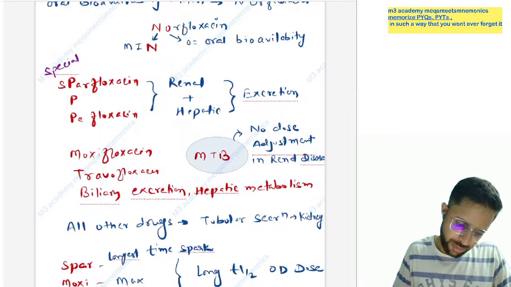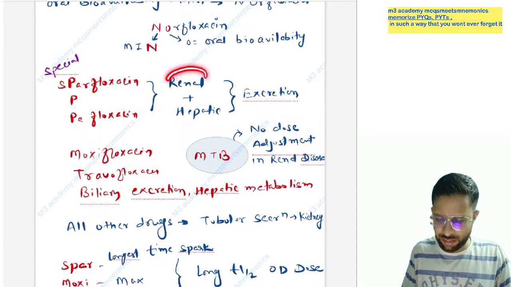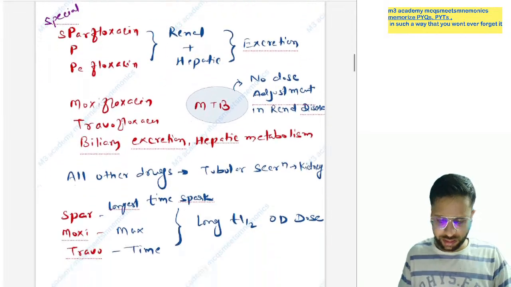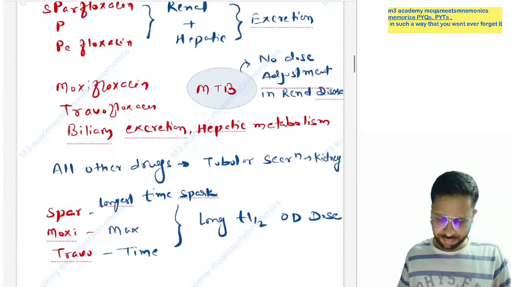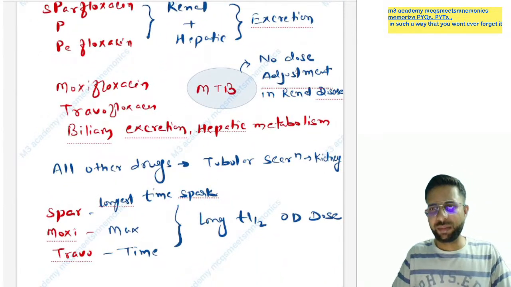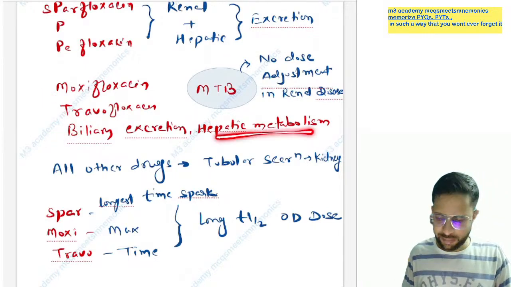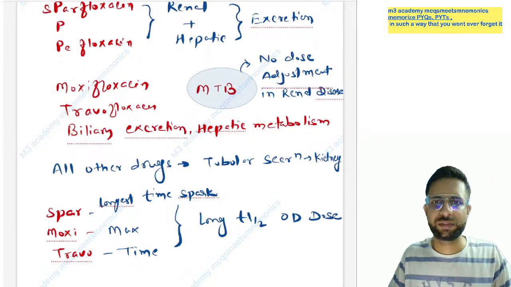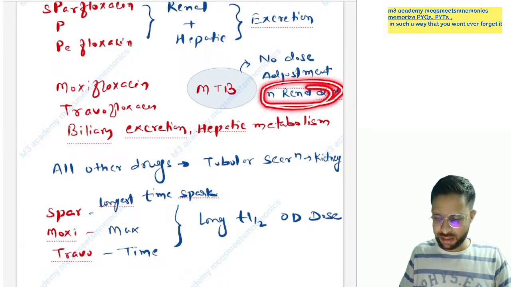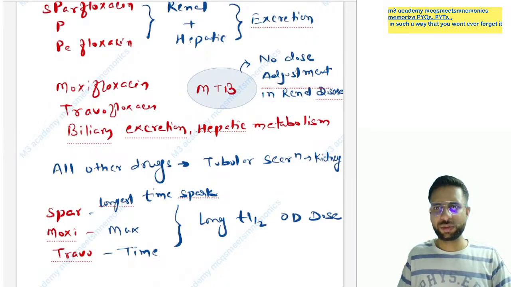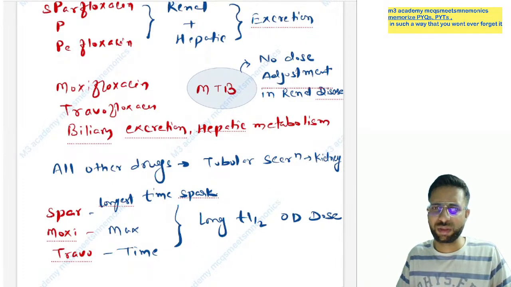Yes. So next special drug. Special means the sparfloxacin and pefloxacin has both excretions, renal and hepatic. Yes. Now you can remember the MTB mnemonic. MTB means moxifloxacin, travafloxacin. किससे जाती है? biliary excretion या hepatic metabolism से. So dose adjustment in renal disorder is not required. Yes, so तो MTB से याद रखेंगे mycobacterium tuberculosis जो भी होता है.